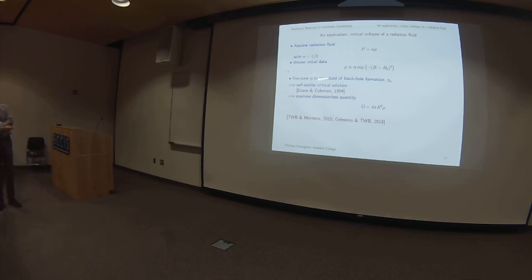Okay. Basically, if eta is small, we get dots.